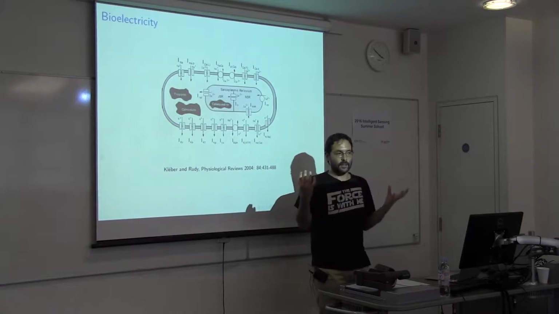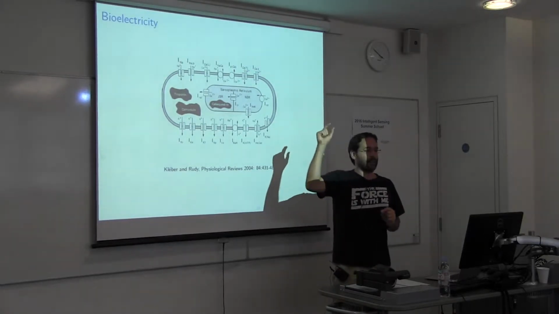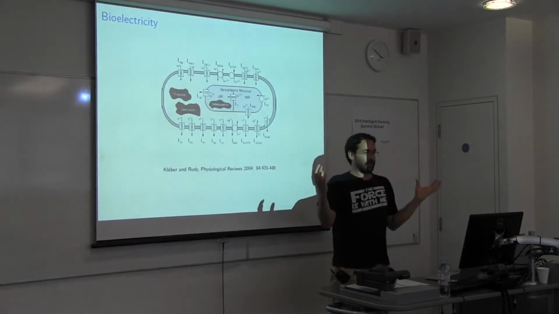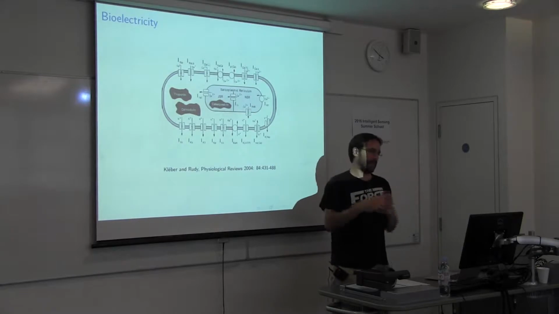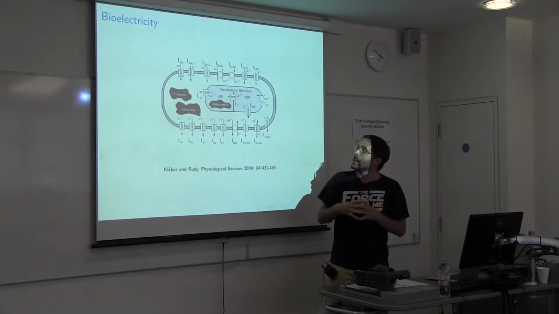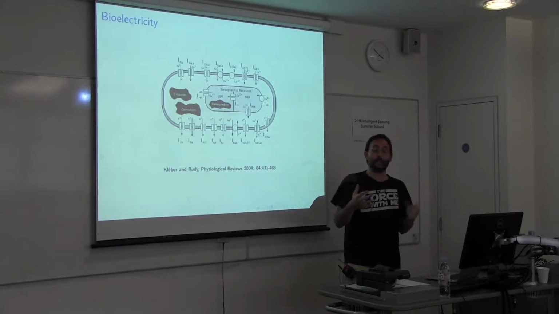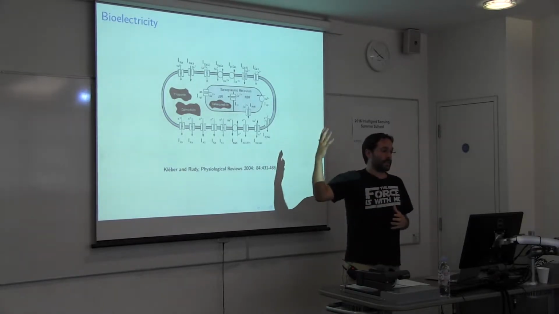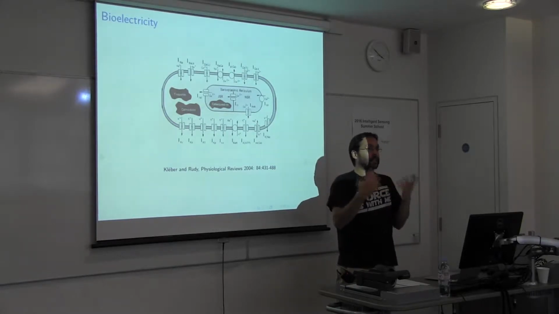So if you have an organ, if you have the heart, and you apply a stimulus somewhere in the heart, that stimulus is going to propagate and is going to coordinate all the cells so that they contract at the same time, right? So the main fundamental idea about cardiac electrophysiology is that the bioelectricity helps our cells to contract and to have a coordinated contraction.